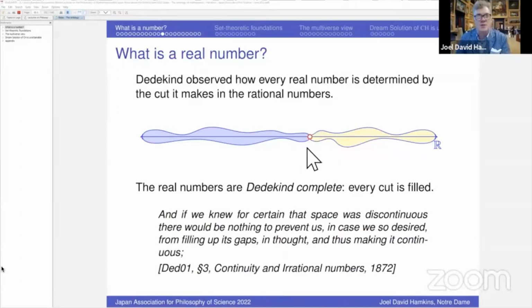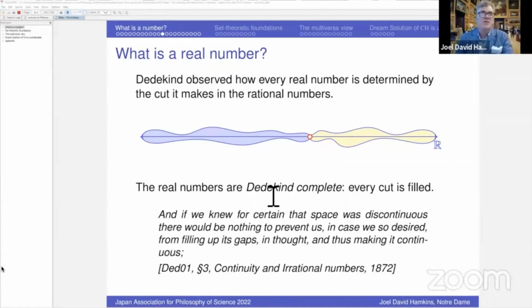If we divide the real numbers into two pieces, such that every number in the lower piece is less than every number in the upper piece, then there will be exactly one real number making that cut. And this is what it means for the reals to be Dedekind complete. And so he postulated that the real numbers are Dedekind complete, because if they weren't, there would be nothing preventing us from filling up the gaps in thought and thus making it continuous.